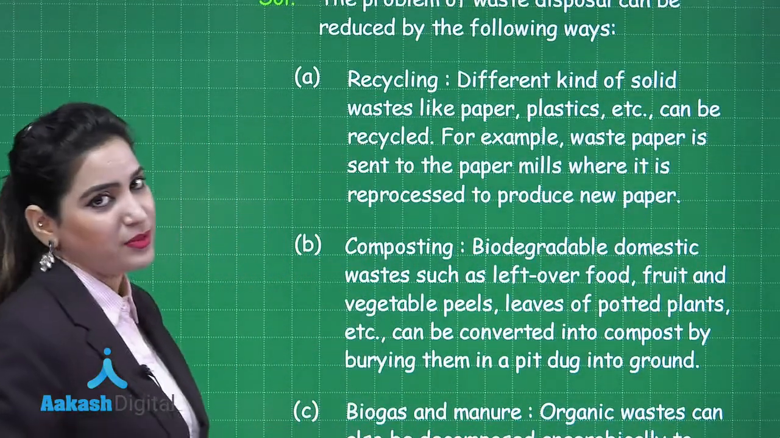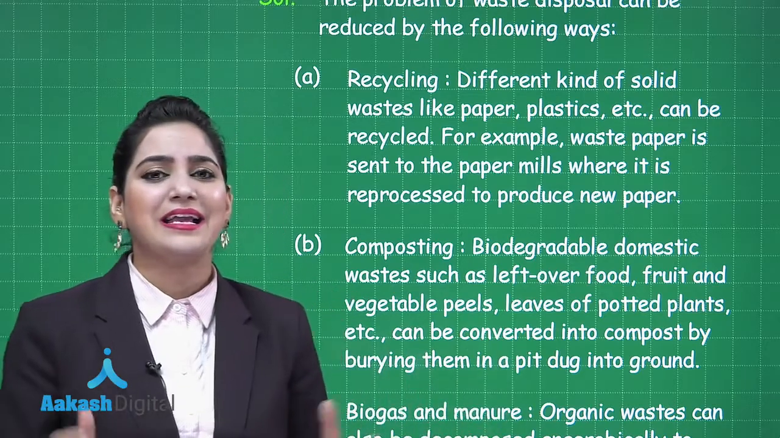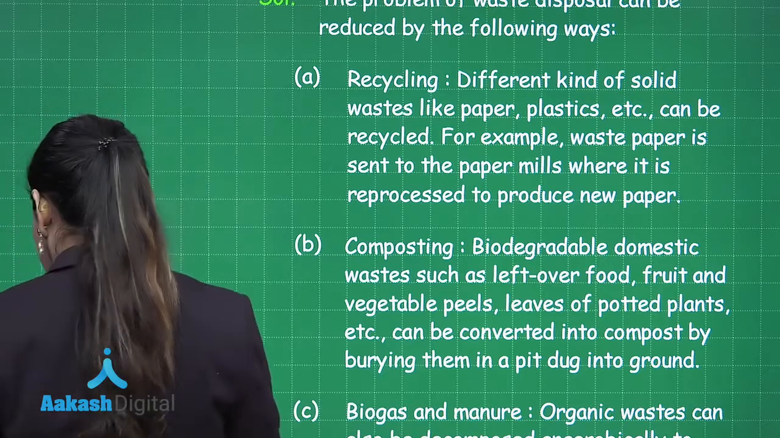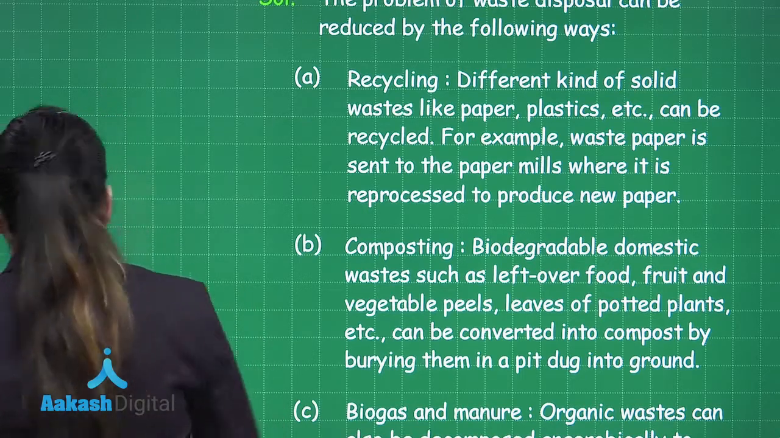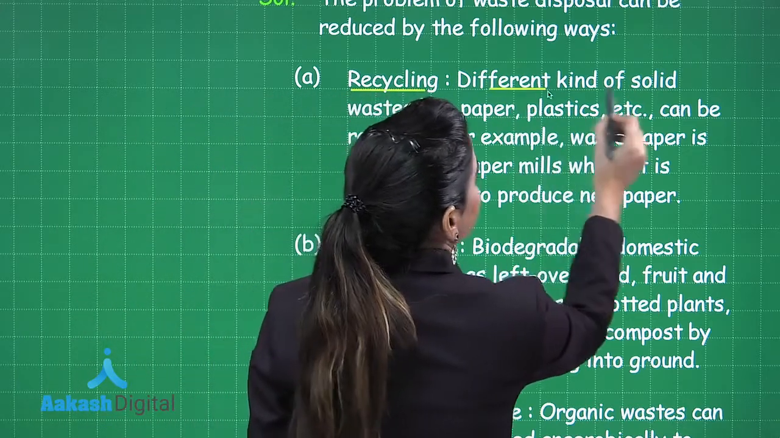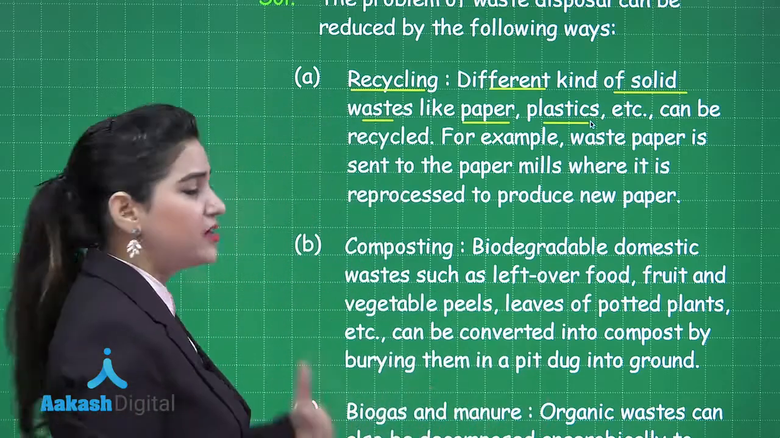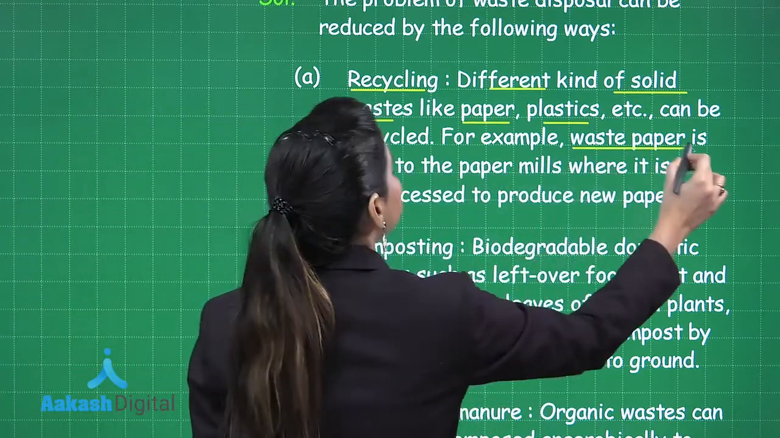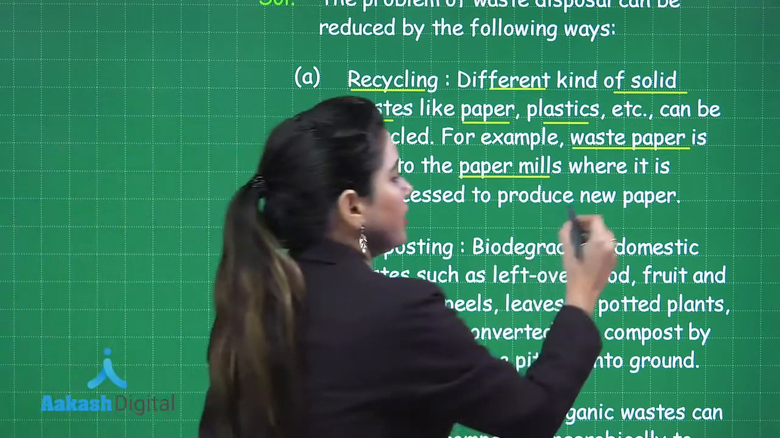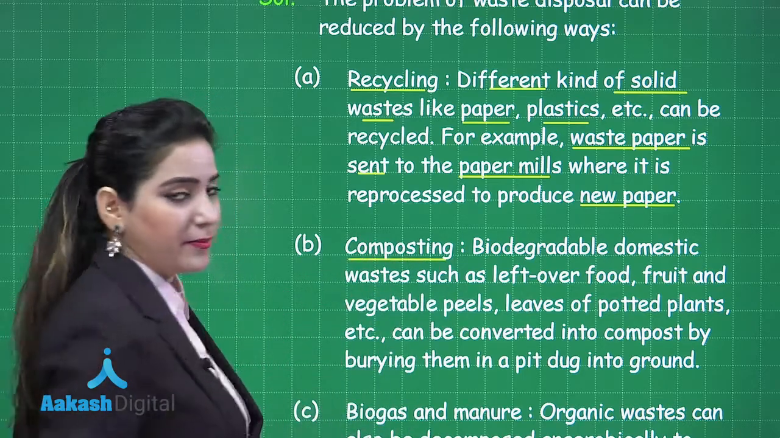Number 1 I have with me is recycling. And I'm very sure that you have heard of the word recycling, where you keep on reprocessing any solid waste. So here we have the answer, that different kinds of solid waste like paper, plastics, etc. can be recycled, reprocessed. For example, waste paper is sent to the paper mill where it is reprocessed to make new paper.